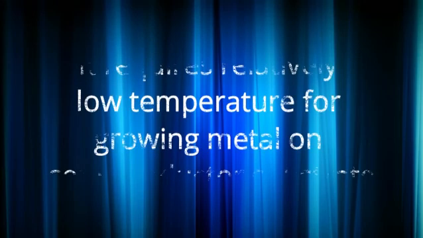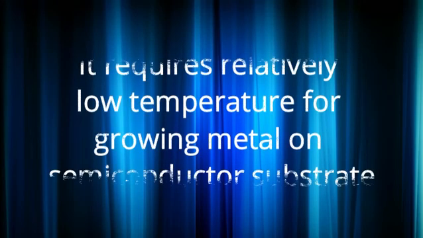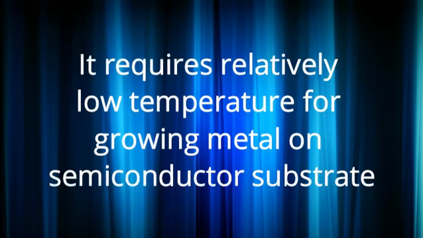Last but not least, let's go through the final technique, which is metal organic chemical vapor deposition, or MOCVD or MOVPE. MOCVD is an enhanced version of CVD, which is used to create high purity crystalline semiconducting thin film and micro or nano structures. Despite the name, the difference between MOCVD and CVD is that it requires relatively low temperature for growing metal on a semiconductor substrate.